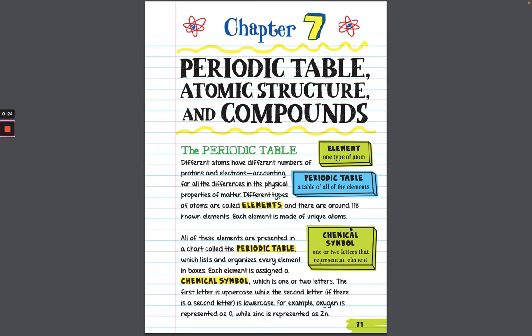All of these elements are presented in a chart called the periodic table, which lists and organizes every element in boxes. Each element is assigned a chemical symbol, which is 1 or 2 letters. The first letter is uppercase, while the second letter, if there is a second letter, is lowercase. For example, oxygen is represented as O, while zinc is represented as Zn. A chemical symbol is 1 or 2 letters that represent an element.